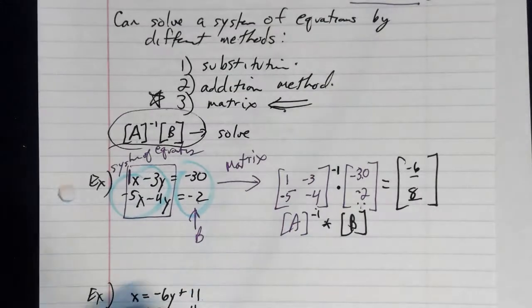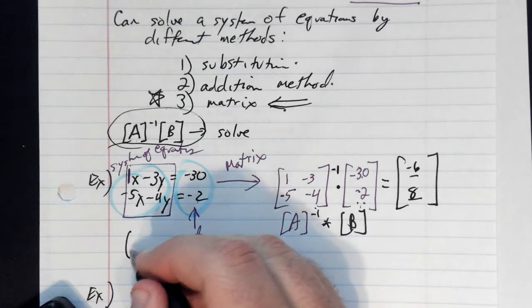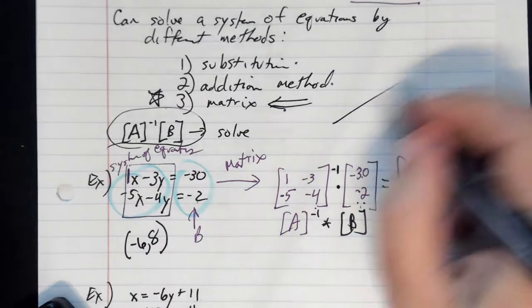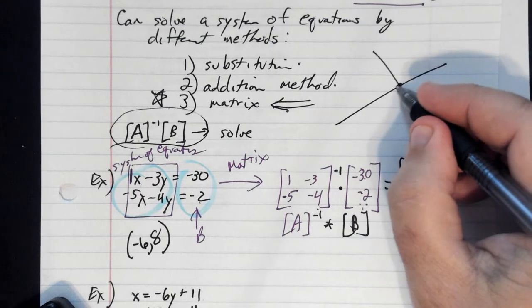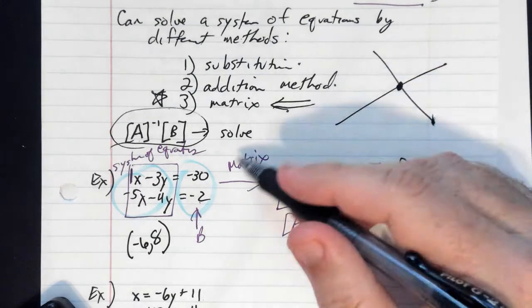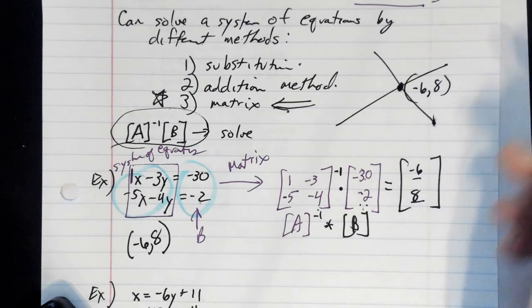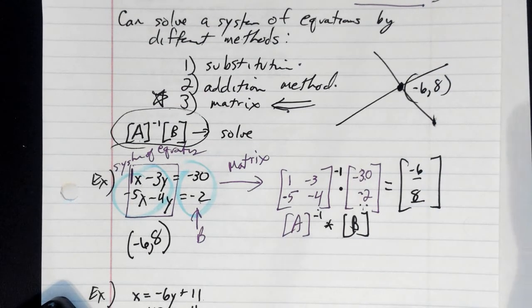And so the answer to this system of equations is negative 6, 8, because these are linear. And when we do a system, we're looking to see where they cross. And these two here cross at the point negative 6, 8. And that's how we're going to want you to solve these.